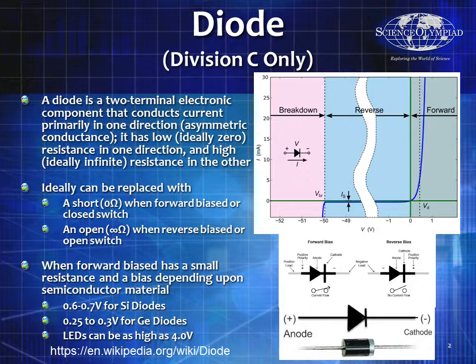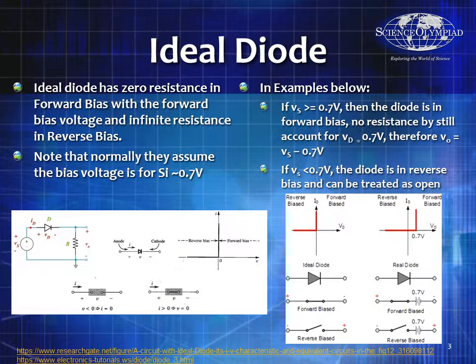We talked about diodes before and how it's a two-terminal electronic device that allows current to be conducted in one direction normally. We talked about how an ideal diode has zero forward bias resistance and infinite reverse bias resistance. And we also talked about how you can figure out the forward bias voltage depending upon what type of material the diode is made of.